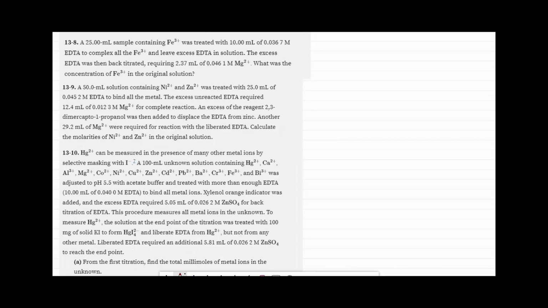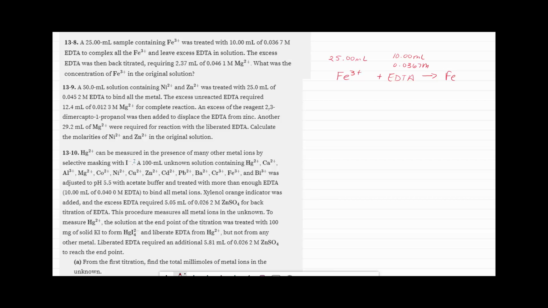So now let's get to some more complex, I didn't mean that pun, but let's get to some calculations. A 25 milliliter sample that contains Fe3+ is treated with 10 milliliters of 0.0367 molar EDTA in order to complex all of that iron.